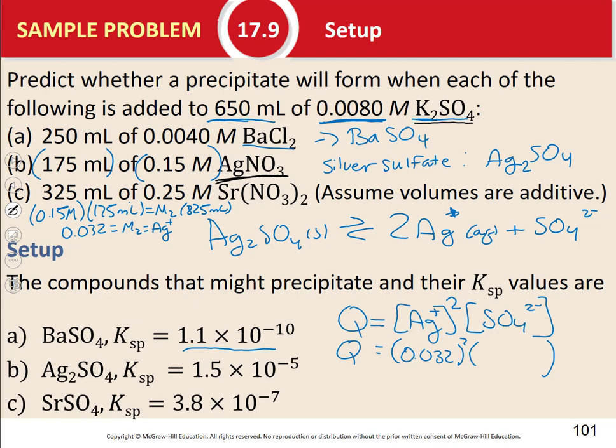What's the concentration of sulfate? Good, 0.0063. Plug it into our equation, calculate Q: 0.032 squared times 0.0063. Q is 6.45 times 10 to the negative 6.